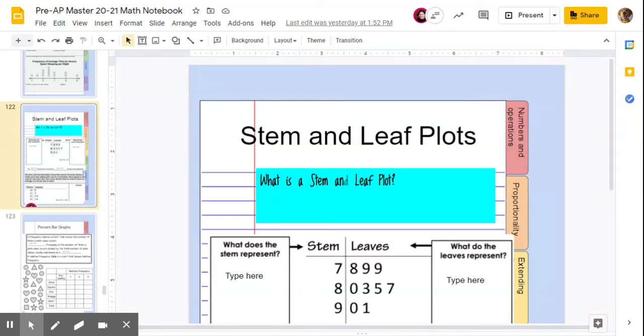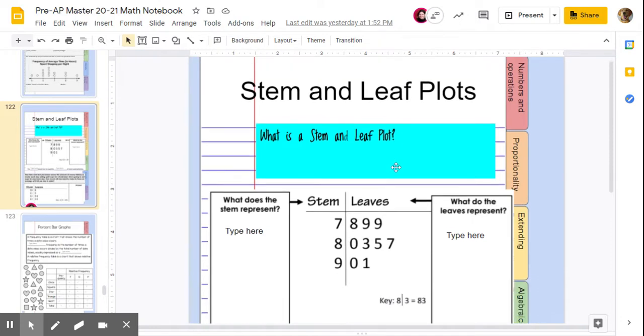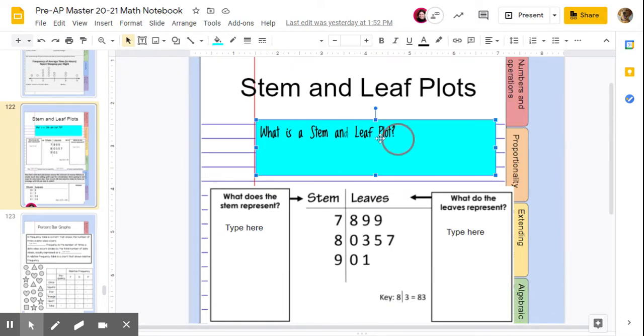Hi guys, today we are talking about stem and leaf plots. Many of you have probably seen these before, but we're just going to review them real quick. So what is a stem and leaf plot?